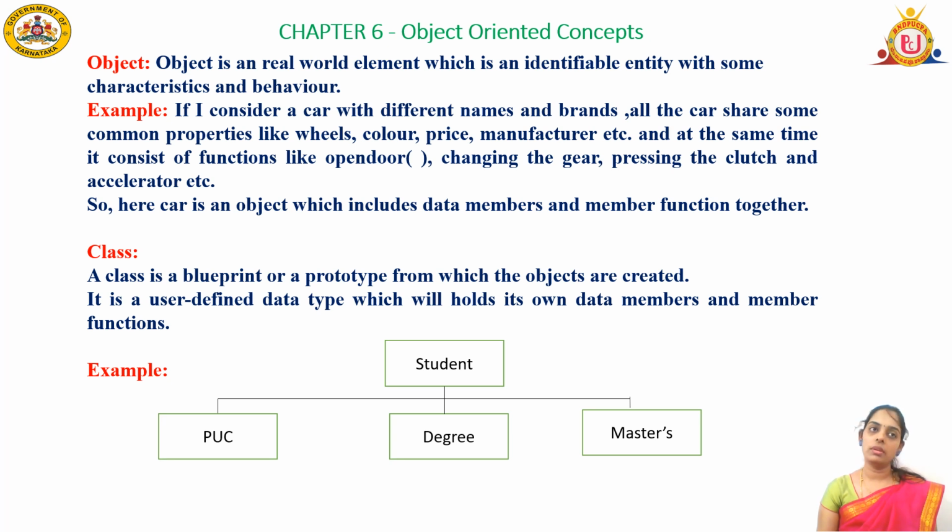Let me consider a simple example. If a car is there with different names and brands, all cars share some common properties like wheel, color, price, manufacturer, etc. And at the same time, it consists of functions like opening the door, changing the gear, pressing the clutch and accelerator. So here the car is an object which includes data members as well as member functions together.